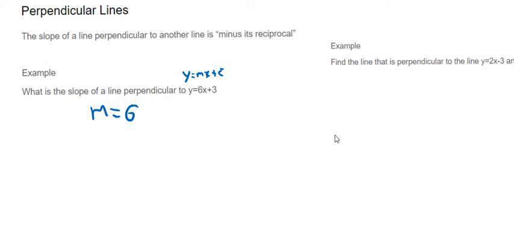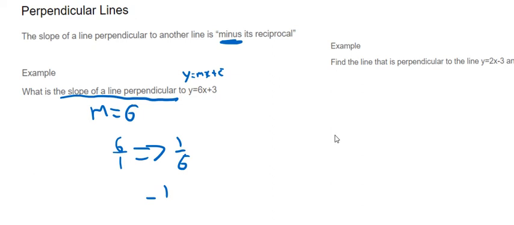To get the slope of the line perpendicular to it, I just need to do minus the reciprocal of 6. 6 is the same as 6 over 1, so the reciprocal of 6 over 1 would be 1 over 6. And then I also need to do minus, so it would be minus 1 over 6. So the slope of a line perpendicular to that line is minus 1 over 6.